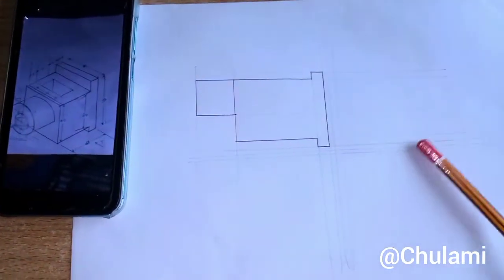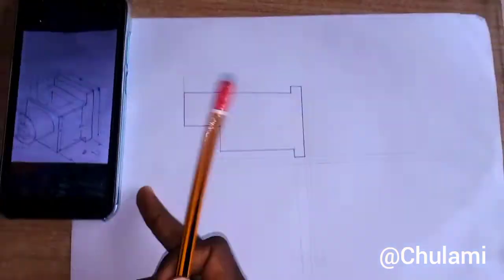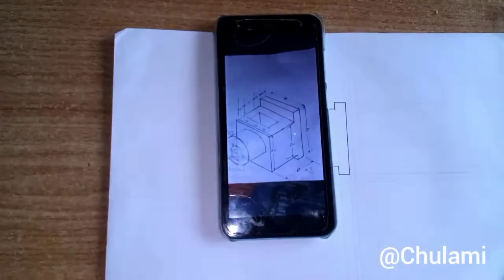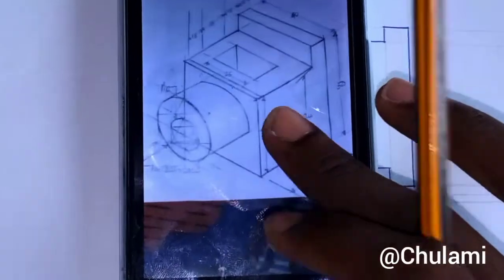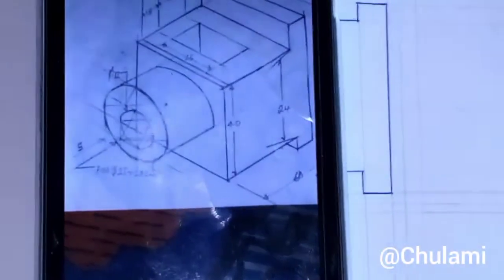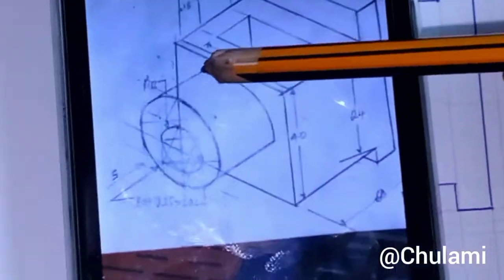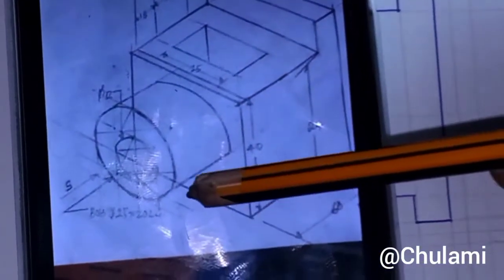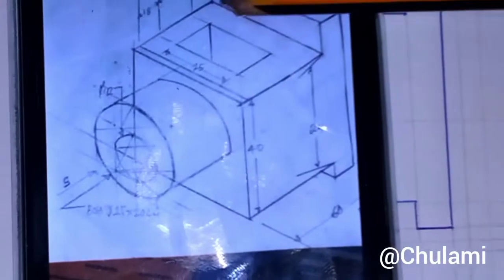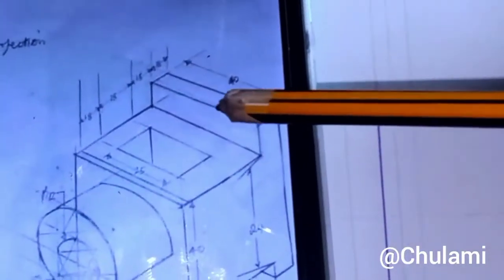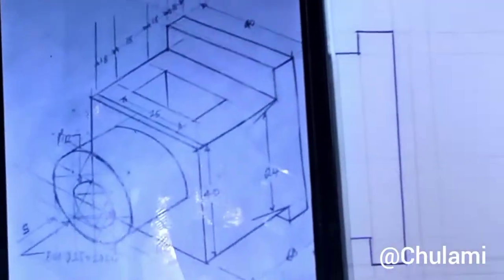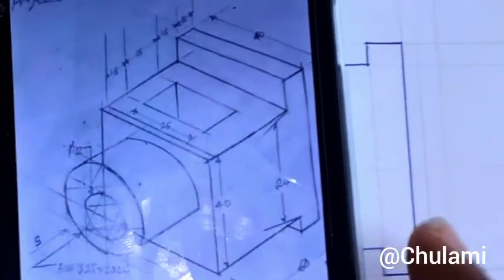Okay, so let's draw the side view. Now look at it from the side. What will you see? You will see this circle. You will also see this square. On the side, you see the square, and then you see this rectangle here. Okay, these are what you see from the side view. Now let's draw.